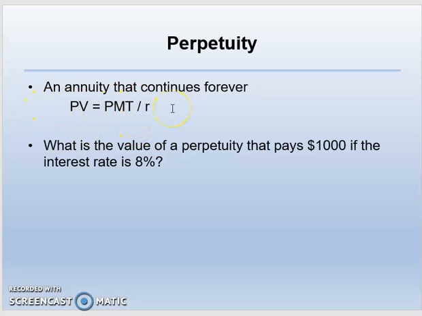This is simply a perpetuity. You're going to need to know that. So the value of a perpetuity, that means present value, right? The value pays $1,000. That's a payment. The interest rate is 8%. So I take 1,000 divided by 0.08 and that will give me the present value.